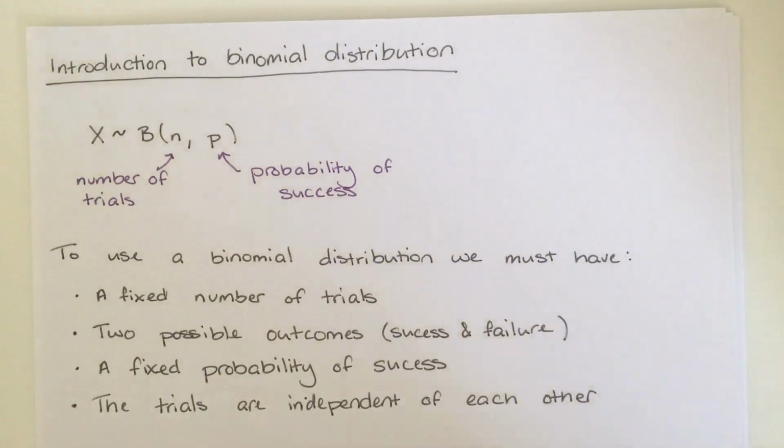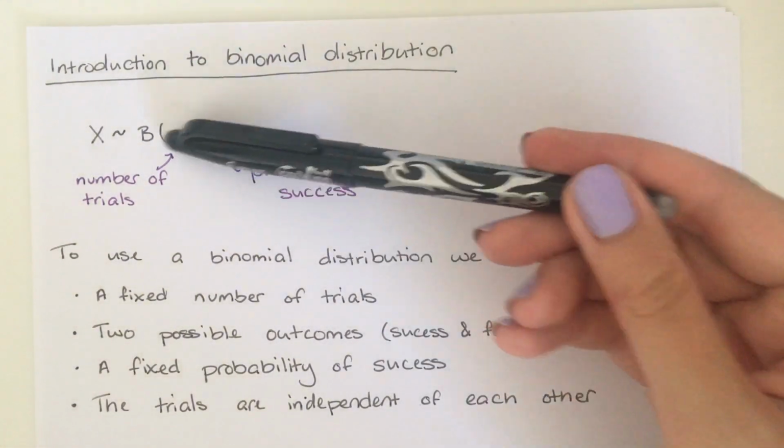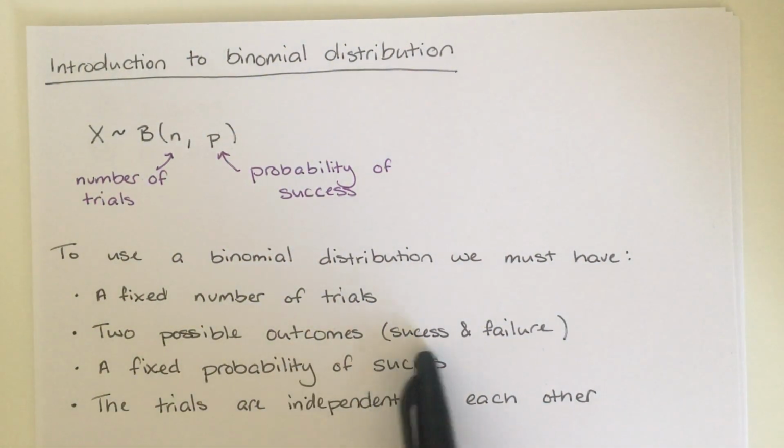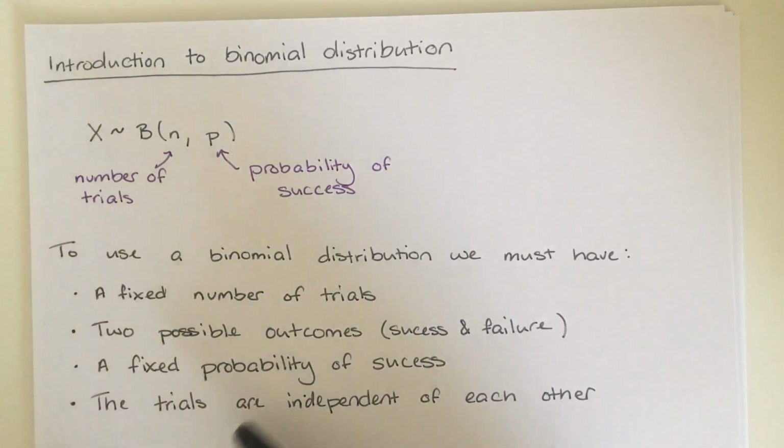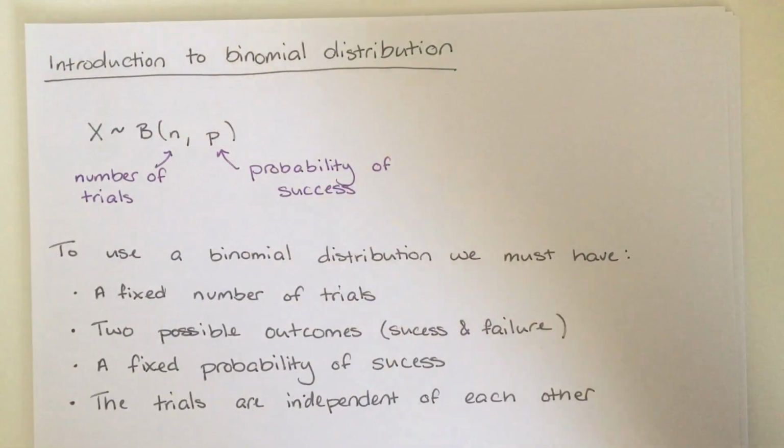In order to use this, you have to have a fixed number of trials, that's your n value, two possible outcomes, success and failure, a fixed probability of success, your p, and then the trials need to be independent of each other. So that means that if I run one trial and it's successful, that wouldn't affect whether the next one is successful or not.